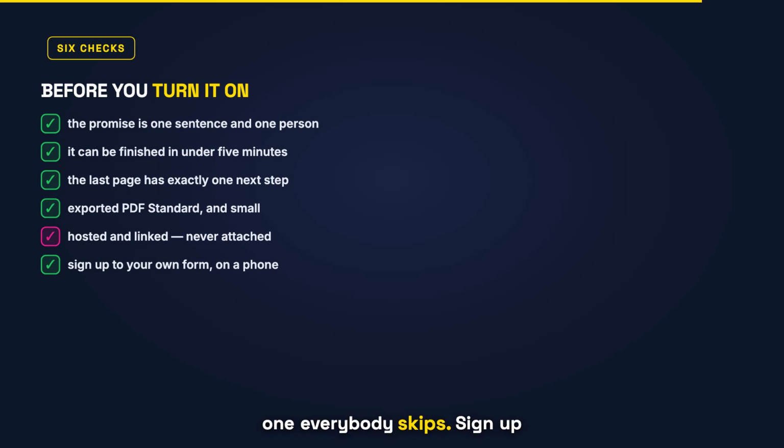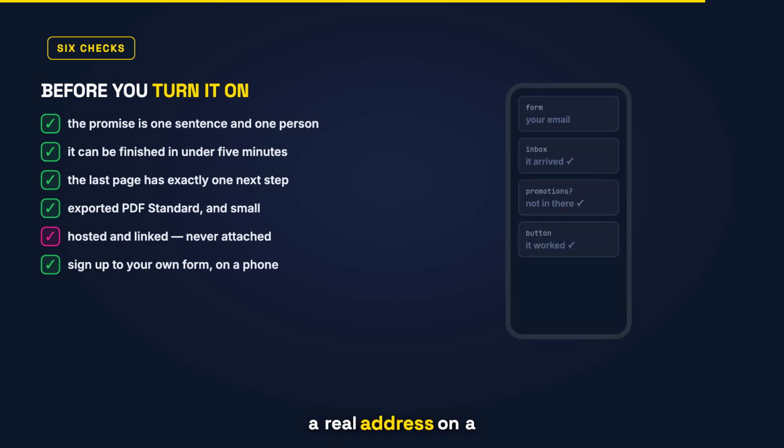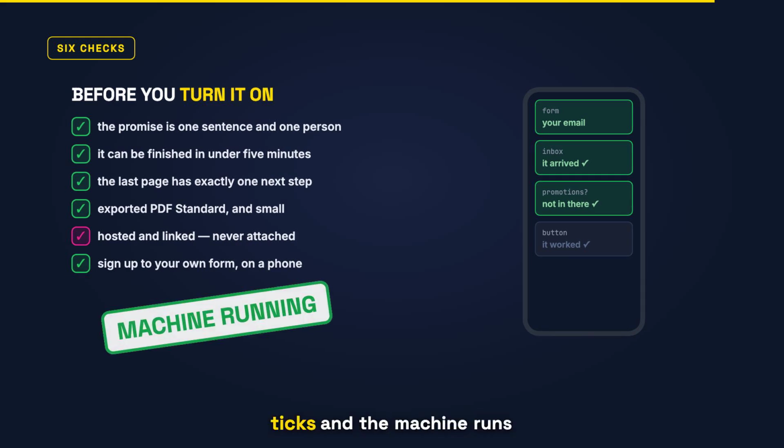6. And this is the one everybody skips. Sign up to your own form with a real address on a phone and go all the way through. Did it arrive? Did it land in promotions? Did the button work? 6 ticks and the machine runs without you.